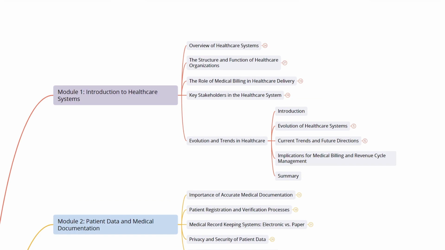Evolution and trends in healthcare. Healthcare is continually transforming, driven by technological innovations, policy reforms, and shifting patient expectations. Current trends include adoption of electronic health records, also referred to as EHRs, telehealth services, value based reimbursement models, and data analytics, all influencing how billing and revenue management are conducted.